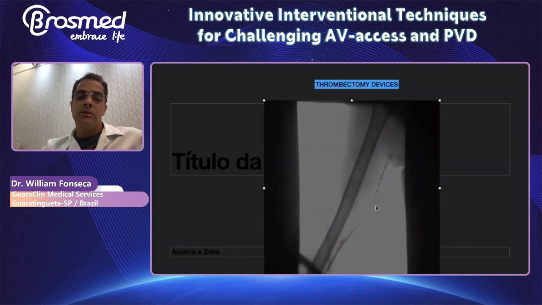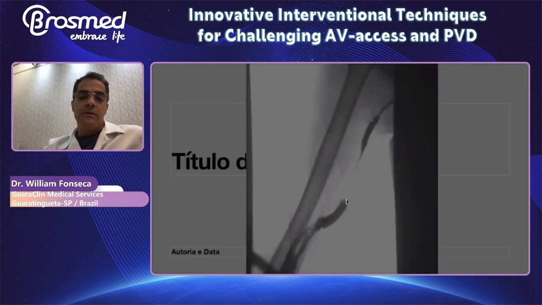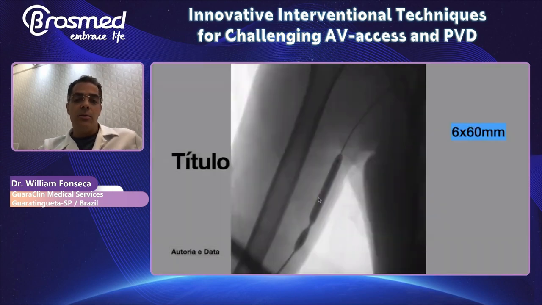And after the thrombectomy device, you can open the vessel with a low flow and a very high stenosis to avoid the flow. This is the immediate angiography. You can see the thrombus here, the long lesion stenosis, and we put in the regular balloon.